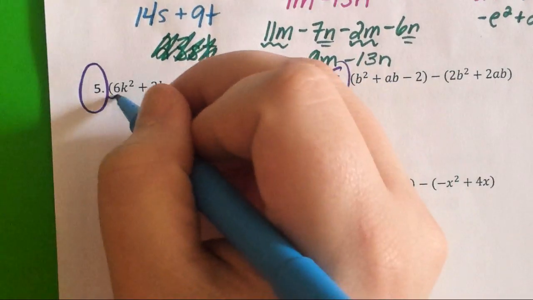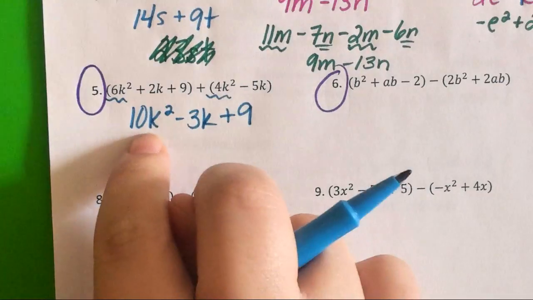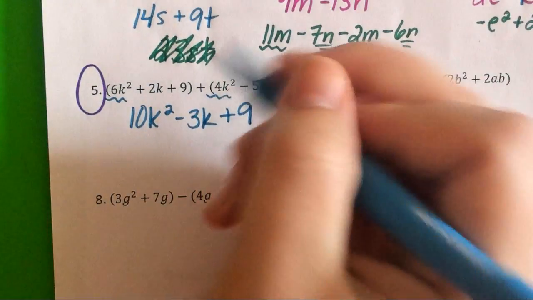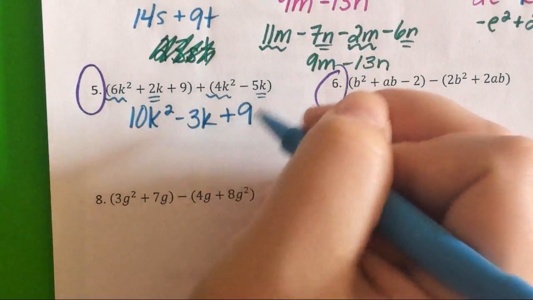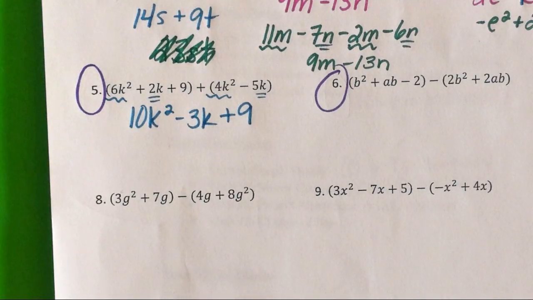Okay, so she combined the 6 and the 4. That's how she got 10k squared. 2k, negative 5k, she got negative 3k. And then the plus 9.